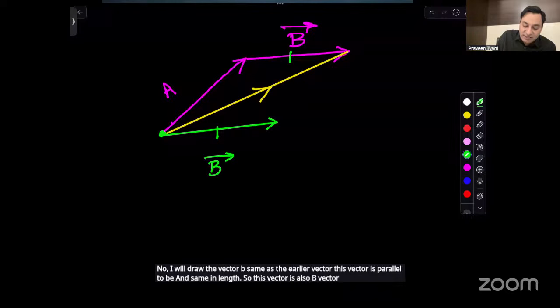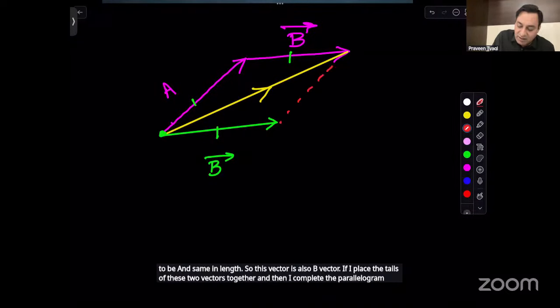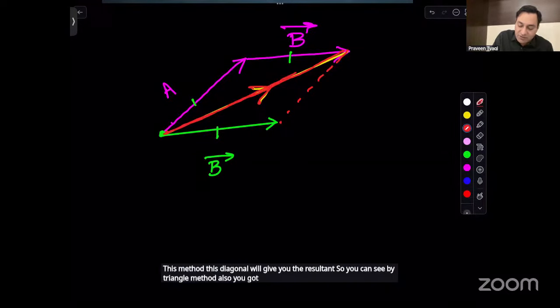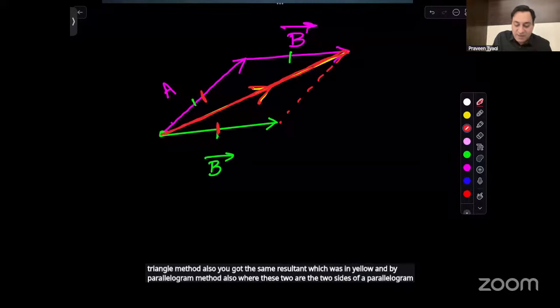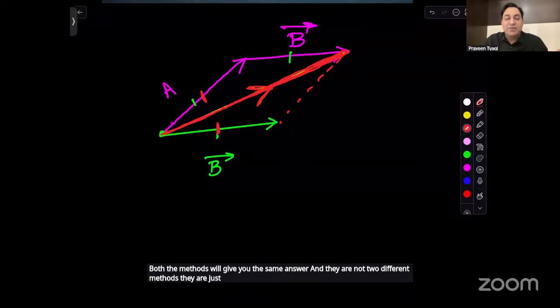If I place the tails of these two vectors together and then complete the parallelogram, this diagonal will give you the resultant. So you can see that by the triangle method also, you got the same resultant, which was in yellow, and by the parallelogram method also, where these two are the two sides of a parallelogram, you are getting the same resultant. Therefore both the methods will give you the same answer, and they are not two different methods. They are just two ways of saying the same thing, and you get the same resultant in both cases.